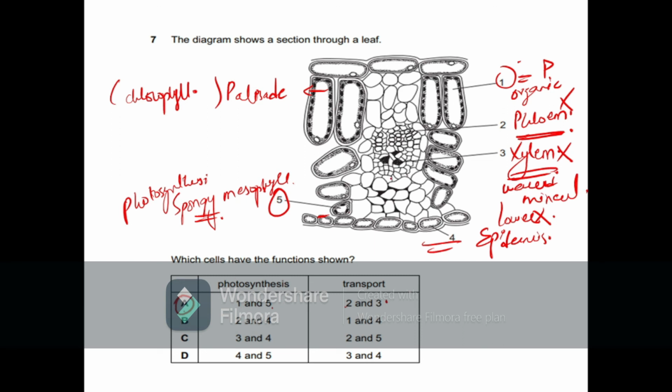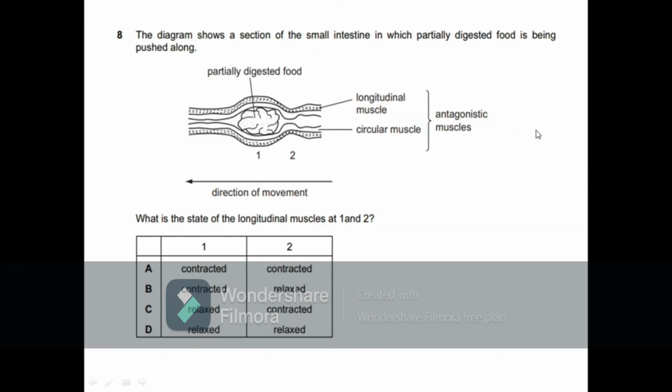That for the photosynthesis, palisade mesophyll and spongy mesophyll are responsible, and for the transport, your phloem and xylem are responsible. Okay. The diagram shows a section of the small intestine in which partially digested food is being pushed along.